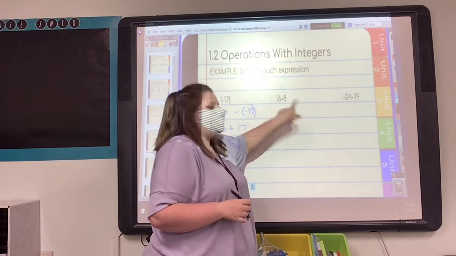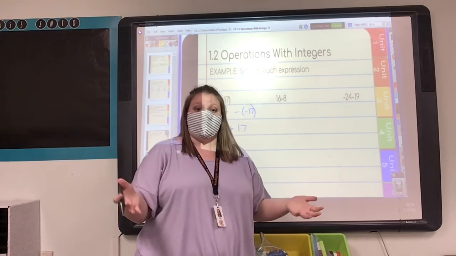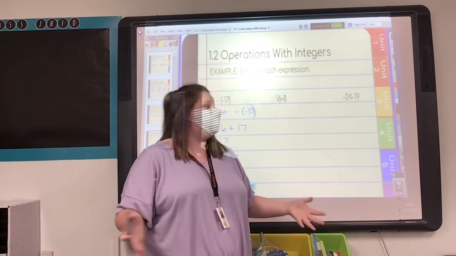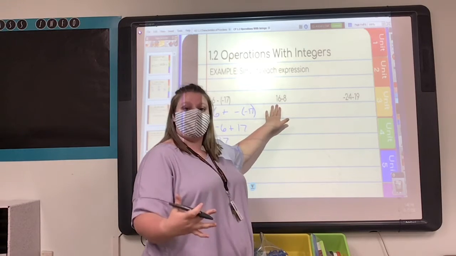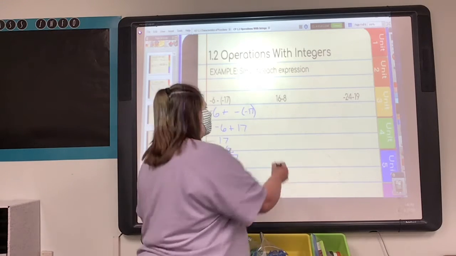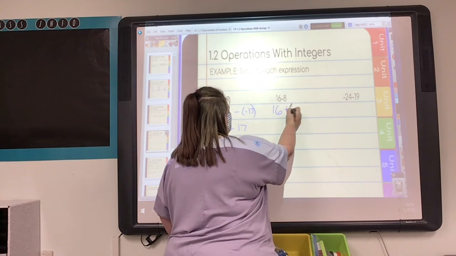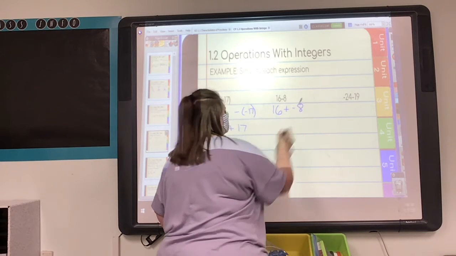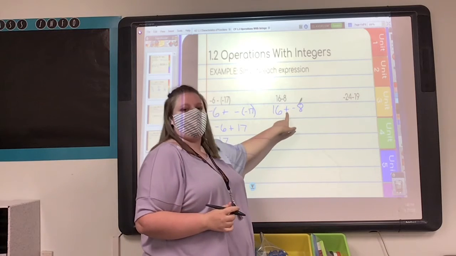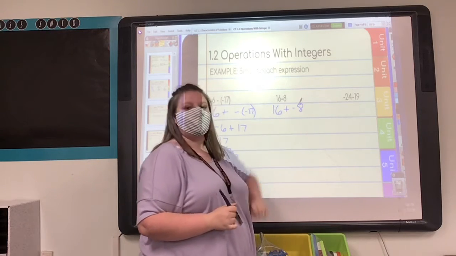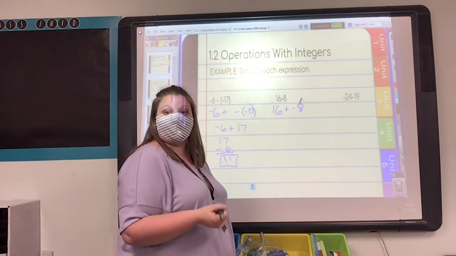Next, we have 16 minus 8, and this is just a normal subtraction problem like you've seen all your life. But we're going to still follow those same rules to show that it still works. So we're going to change the subtraction into adding a negative 8. So instead of minus 8, it became plus negative 8. And then we use those same rules for addition.